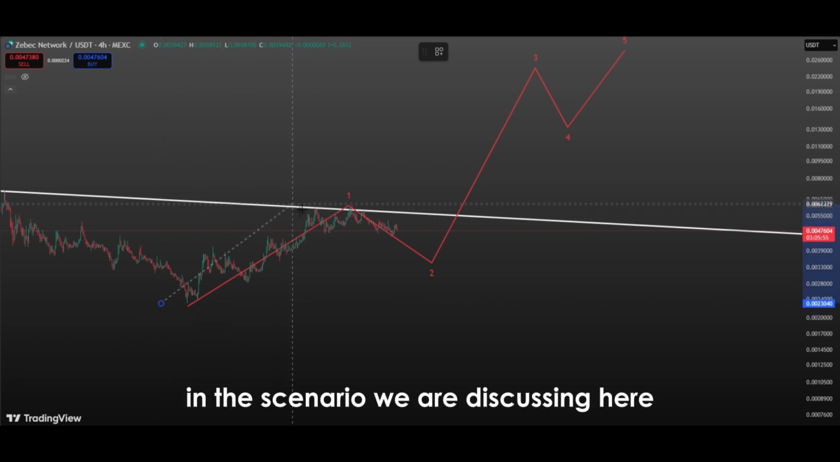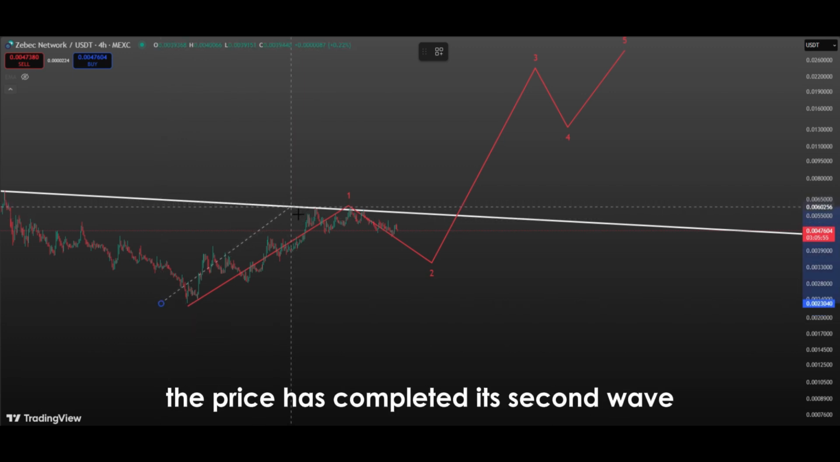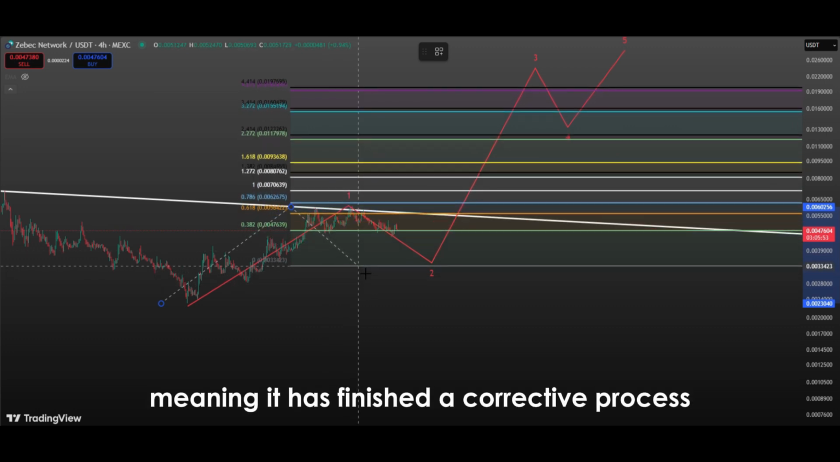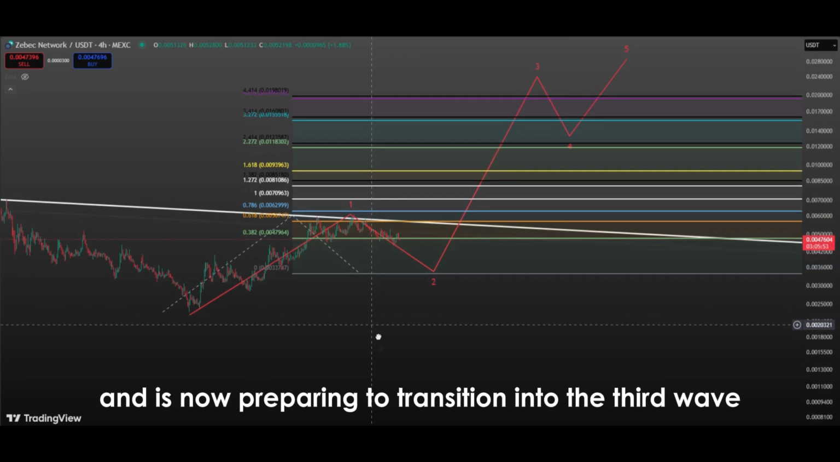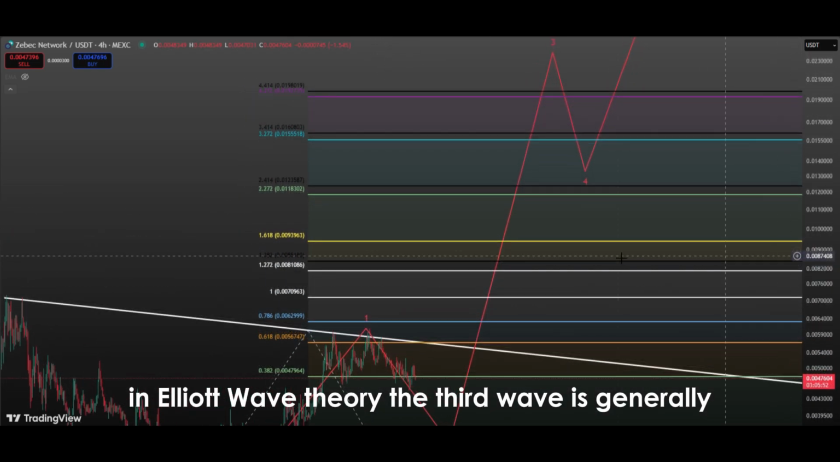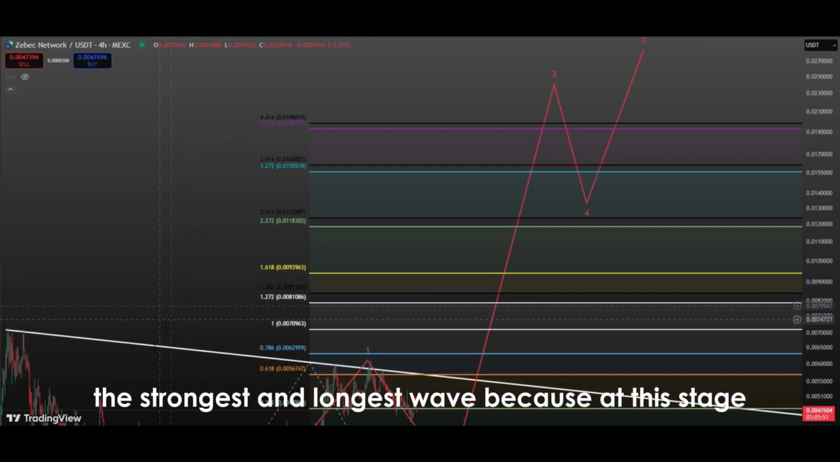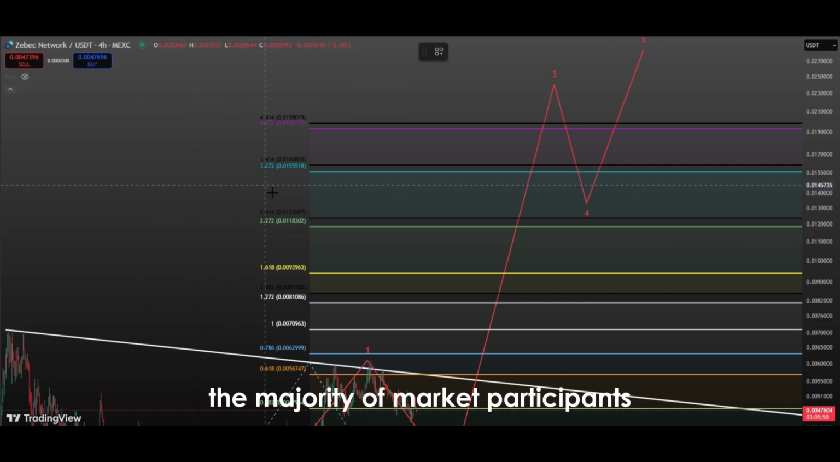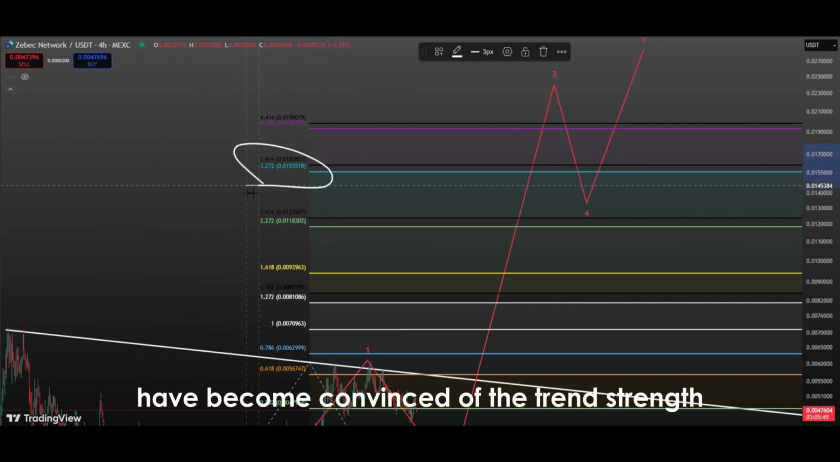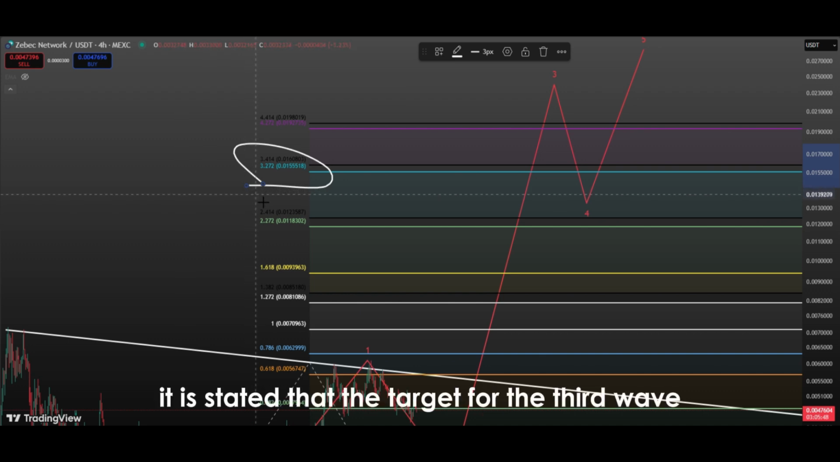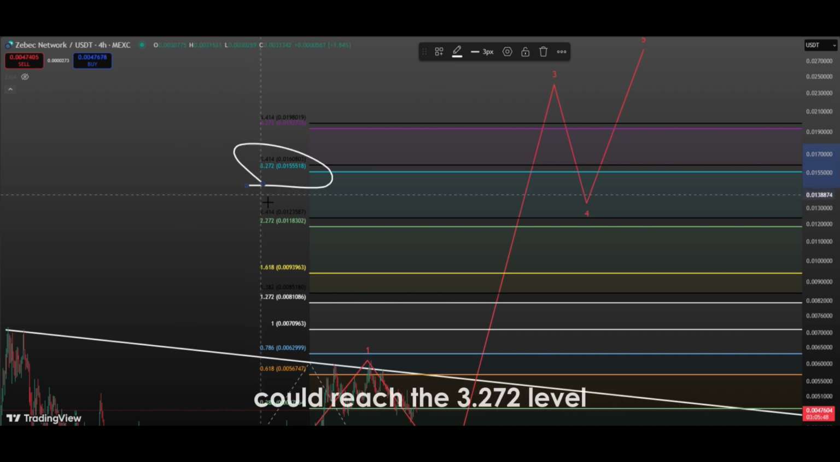In the scenario we are discussing here, the price has completed its second wave, meaning it has finished a corrective process, and is now preparing to transition into the third wave. In Elliott wave theory, the third wave is generally the strongest and longest wave because at this stage, the majority of market participants have become convinced of the trend strength and take strong long positions.